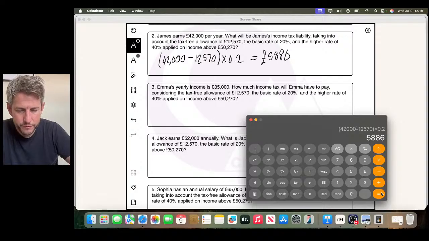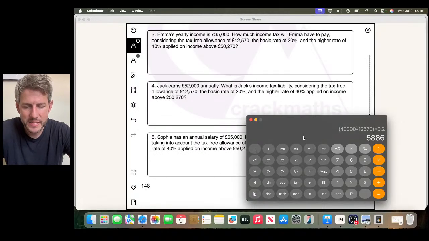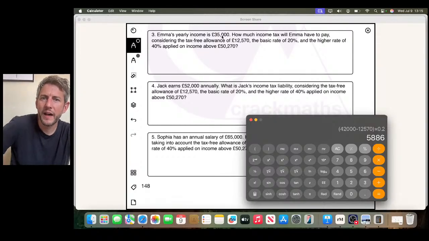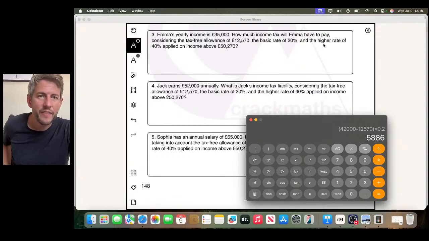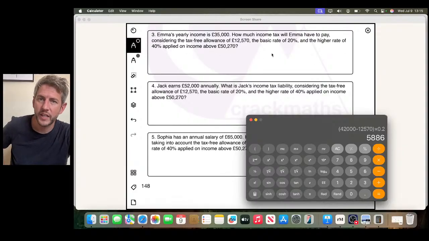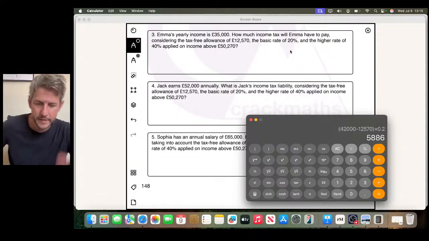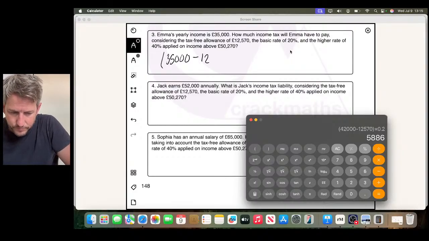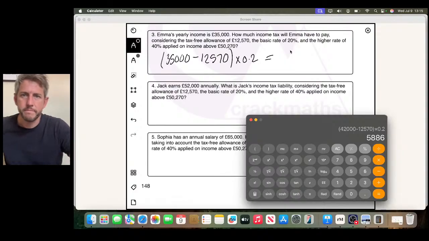Okay, right, question 3. We've got Emma this time. So Emma's yearly income is £35,000. How much income tax will Emma have to pay considering the tax-free allowance of £12,570, the basic rate of 20%, and the higher rate of 40% applied on income above £50,270? Okay, let's work this out. So again, it's going to be her salary minus the tax-free allowance, and then multiplied by 0.2 to find 20%.